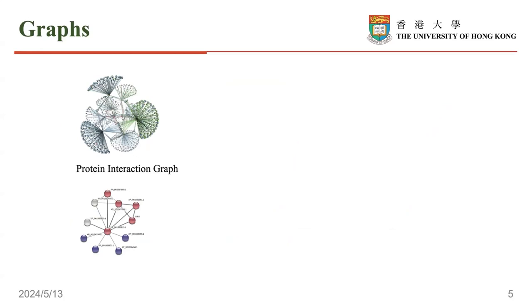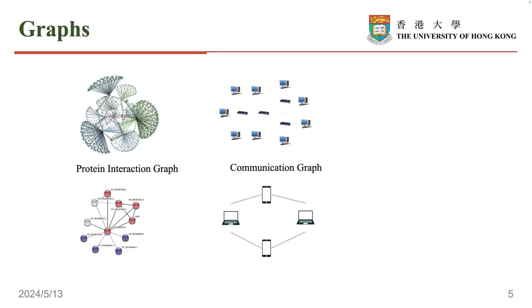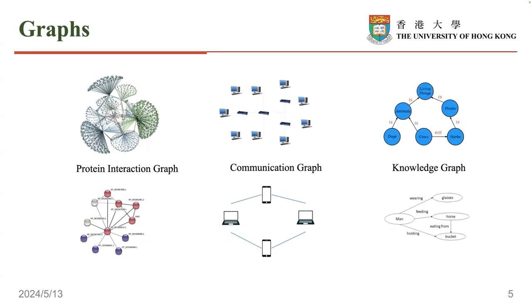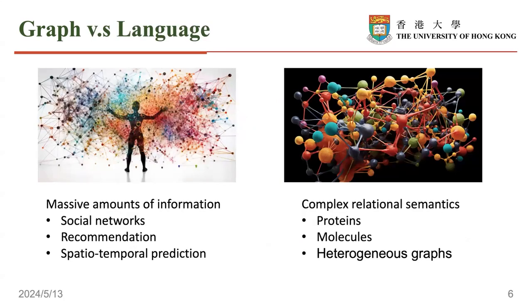In the bioinformatics domain, protein interaction relationships can also be abstracted as graph structures. And if we consider mobile devices or cell phones as nodes, we can connect different devices and generate a communication graph. And as you all know, the knowledge graph is also a very important data source to present structured semantic information relevant to real life and world knowledge. So in summary, graphs are very important because they characterize important relationships between different entities in real life.